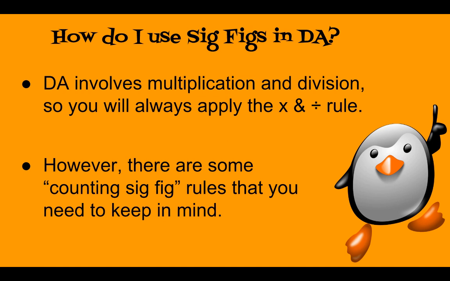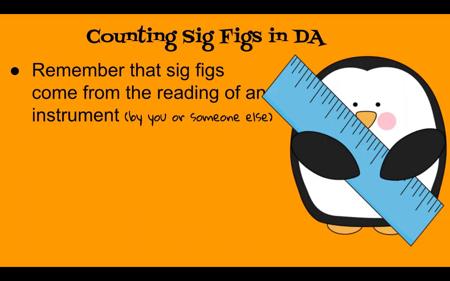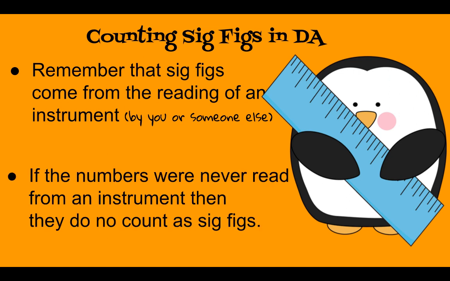The problem is sometimes numbers in equivalence statements and conversion factors count and sometimes they don't. We're going to talk about that. Okay, where did SigFigs come from in the first place? Well, they came from the reading of instruments and the first best guess and the uncertainty and all that. So if a number is read from an instrument by you or somebody else, it still counts as a SigFig. The problem comes in when you're talking about numbers that were never read from an instrument. Those don't count as SigFigs.